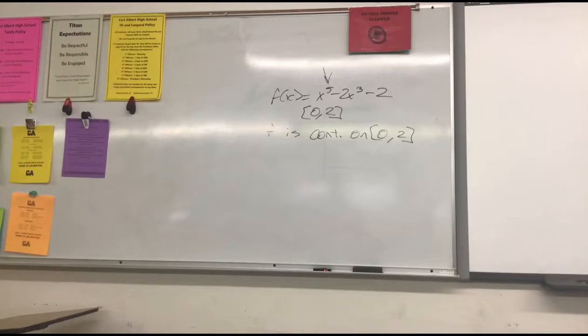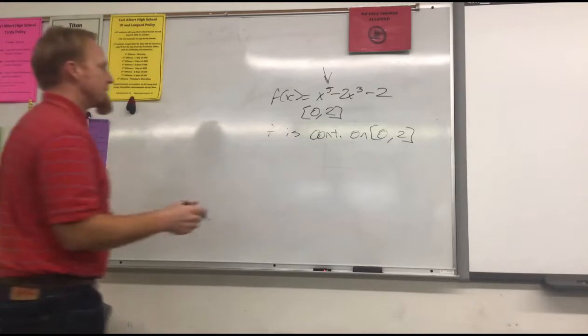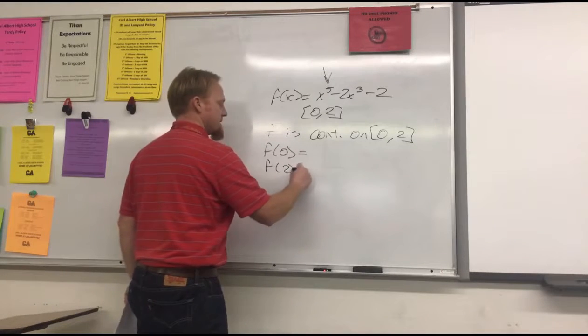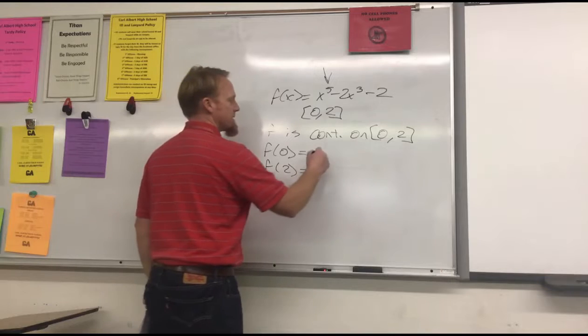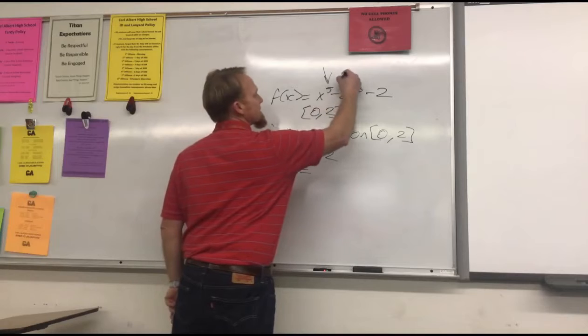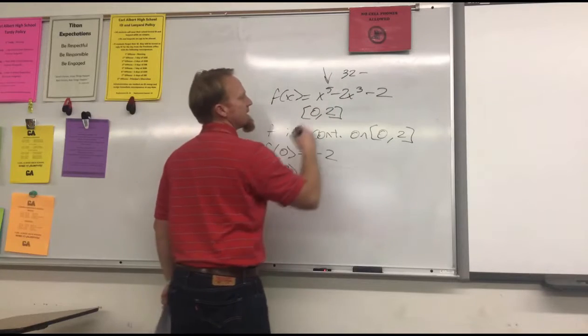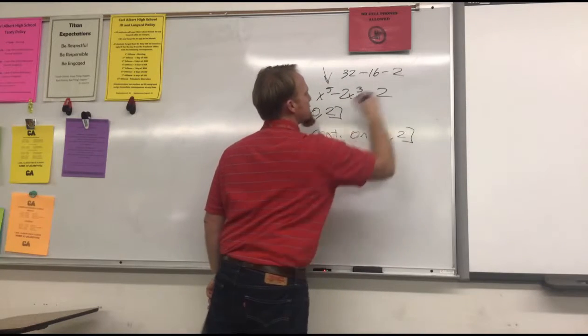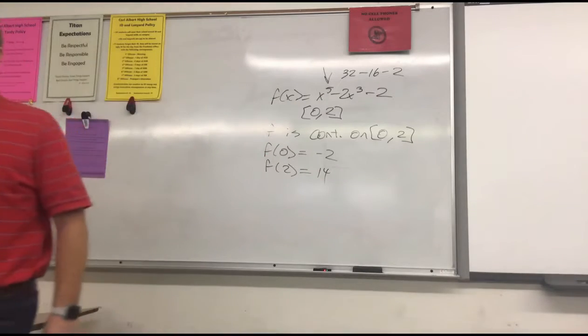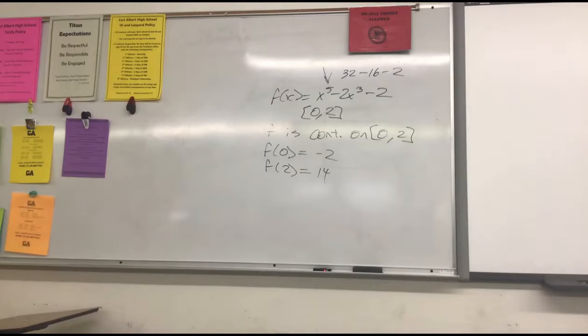What did Ivan say the next thing is to do? Plug in my endpoints. So f of 0, f of 2. f of 0 is pretty easy, that's going to be negative 2. If I plug in 2, that's going to be 32 minus 16 minus 2, so I think that's 14. And then what do I need to show next? I need one more thing before my statement.